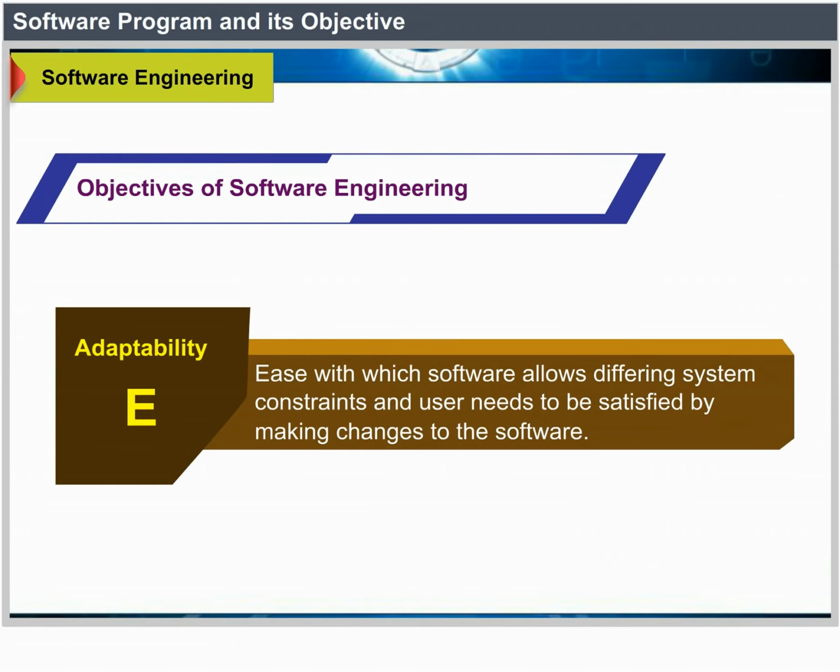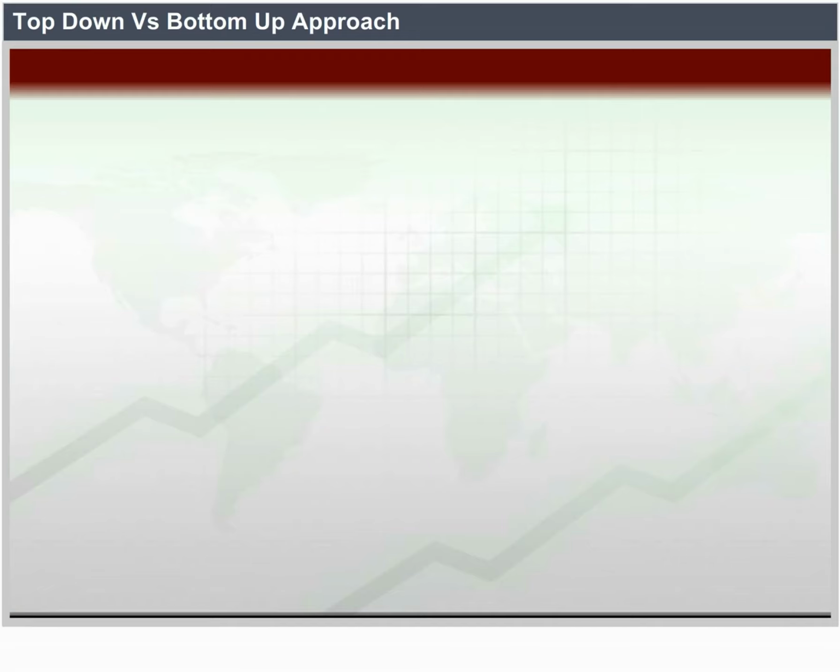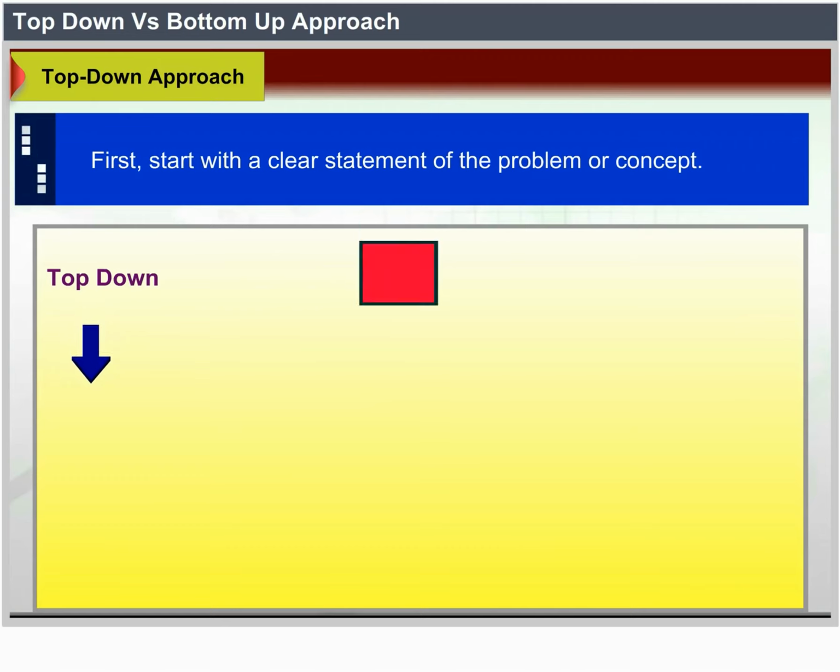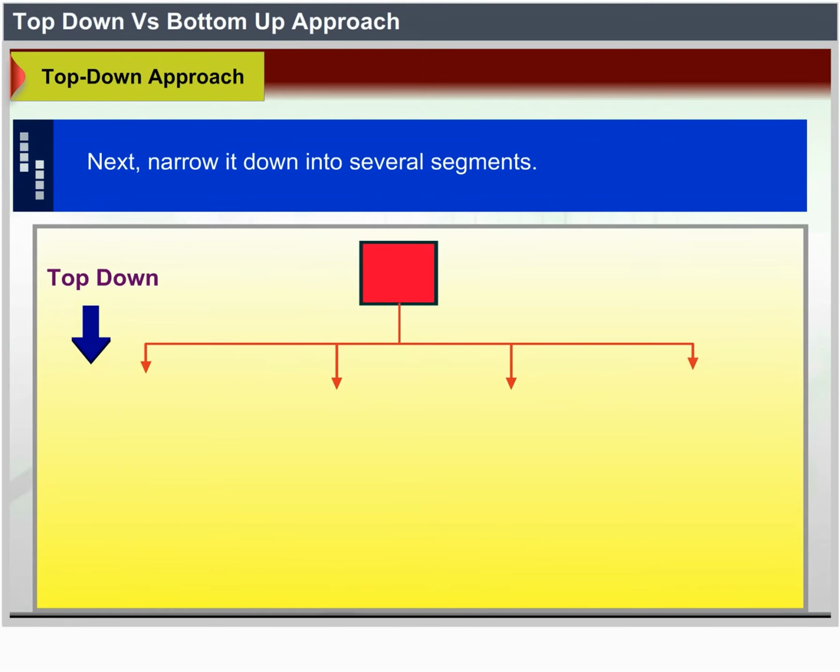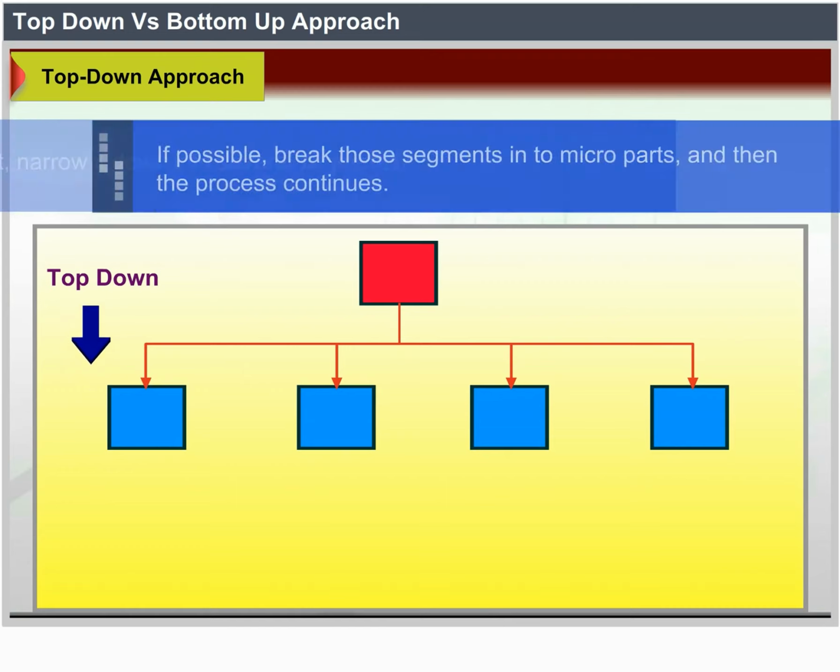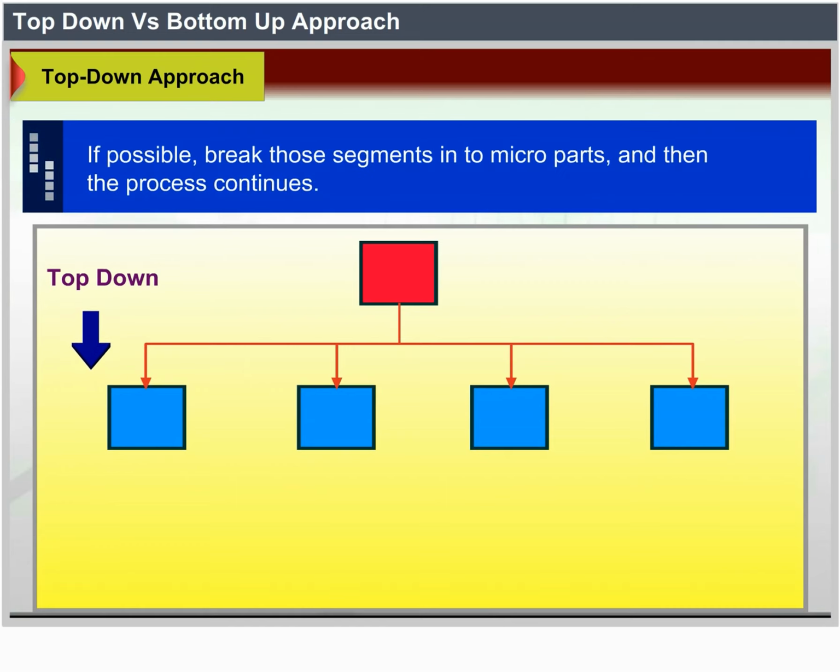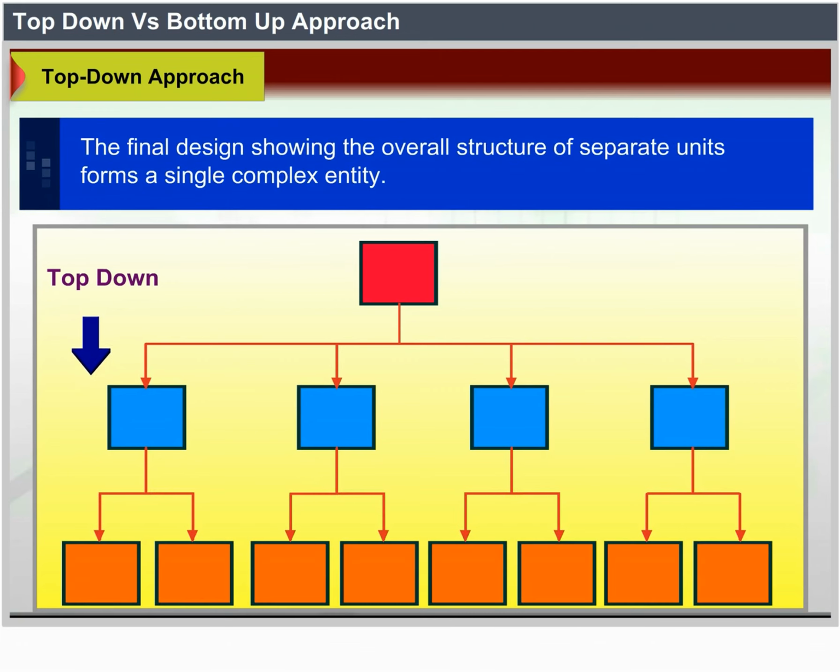Top-down versus bottom-up approach. Top-down approach. First, start with a clear statement of the problem or concept. Next, break it down into several parts. If any of those parts can be further broken down, then the process continues. The final design shows the overall structure of separate units that form a single complex entity.